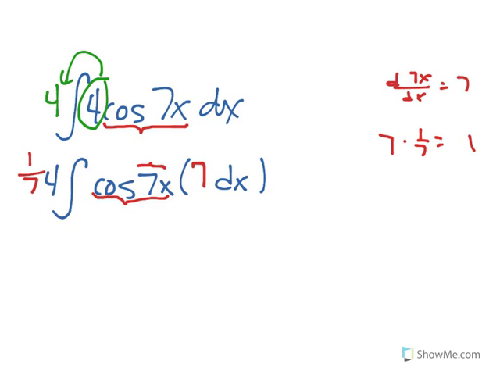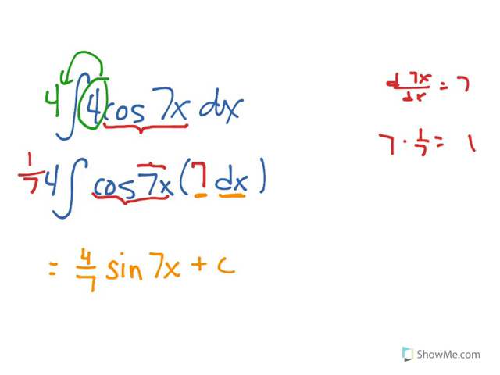Now I look at this function, and I notice that the derivative of the inside is in the parentheses, and the letter dx is in the parentheses. So now I can integrate it, and I just have to remember that that set of parentheses disappears. I'm going to multiply the 1/7 and the 4 together, so I get 4 over 7. The integral of cosine is sine of 7x plus c.